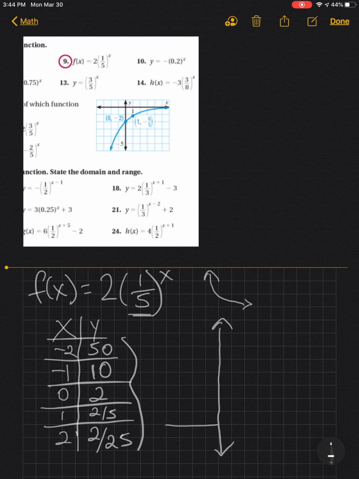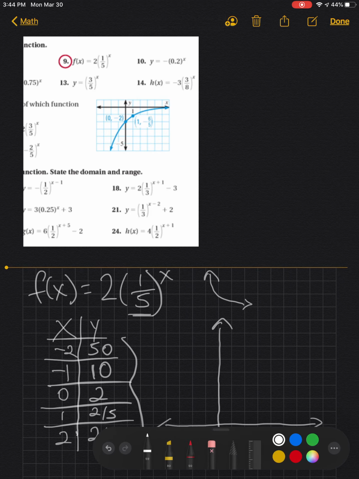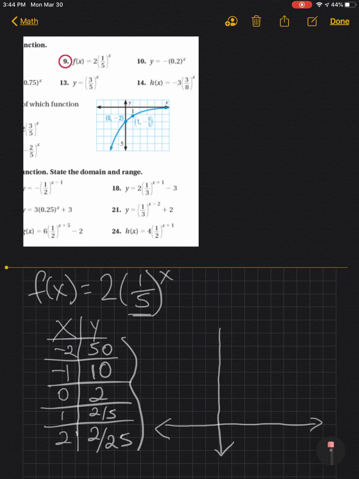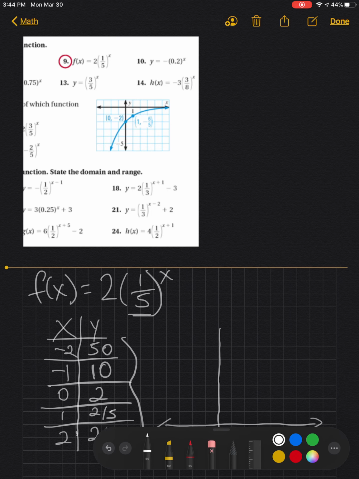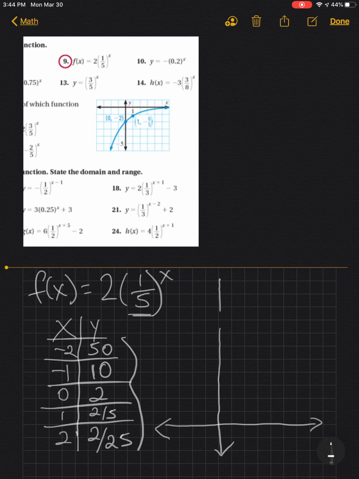I also notice that all my values are greater than 0 on my y, so I'm going to use just the positive of my y-axis. I'm going to make my y-axis actually a little bit higher here. Okay, so I also noticed that number goes all the way to 50. So I'm not going to go up by 1s, but maybe I'll go up by 5s. So here's 5, 10, 15, 20, 25, 30, 35, 40, 45, 50. All right, and my x's I'll just do by 1s.